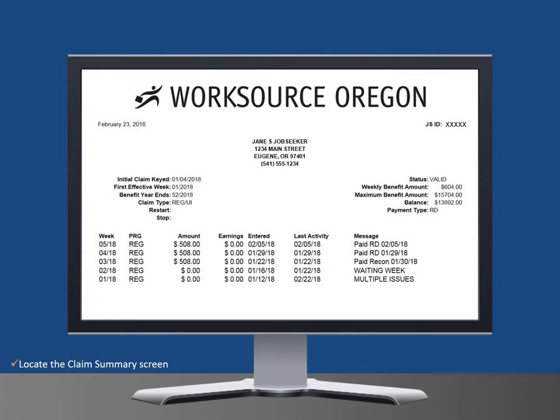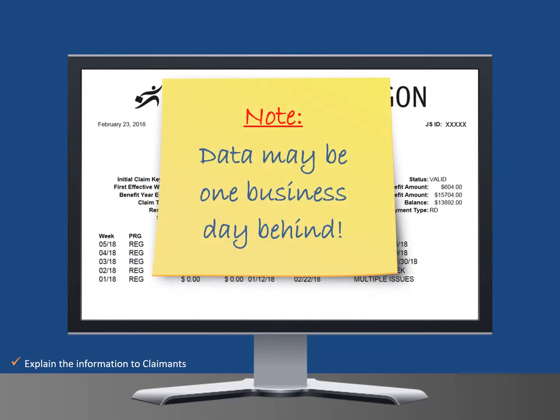Now that you know where to find the claim summary, let's find out what each part means and how you can explain this information to a claimant. It's important to note that the data displayed on this page may be 1 day behind. This is because most claim transactions entered into our system won't process to the claim until the next business day. So changes made to a claim, such as the claimant entering a weekly claim report, will not show the same day.